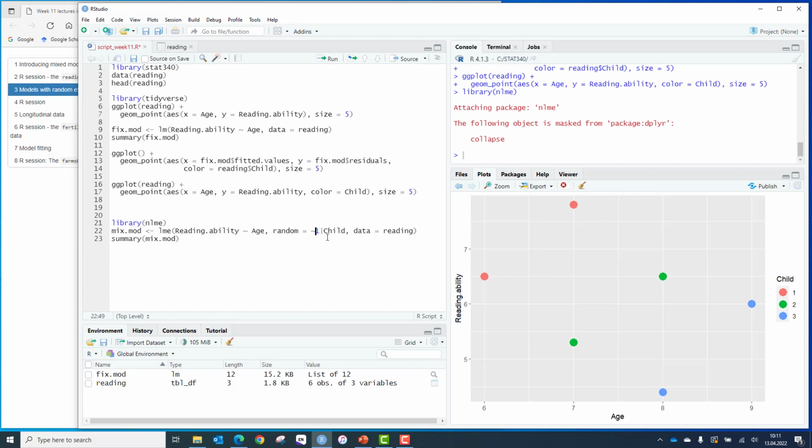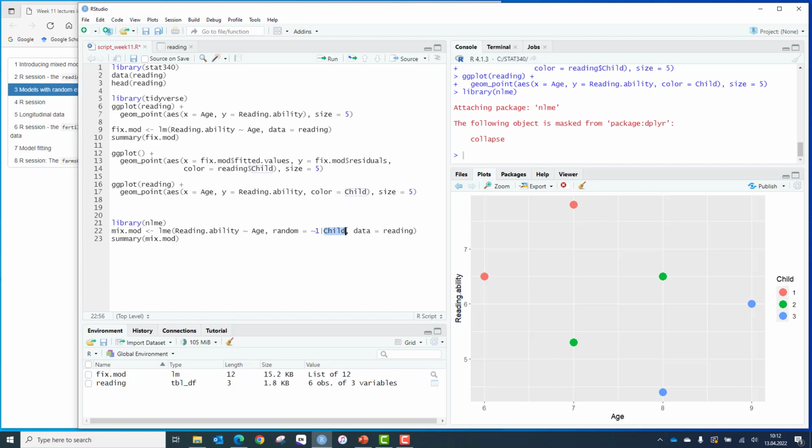The 1 means the intercept. And then you have this vertical bar here. You need to locate that on your keyboard. Where do you have this character here? On my keyboard, it's the upper left key.